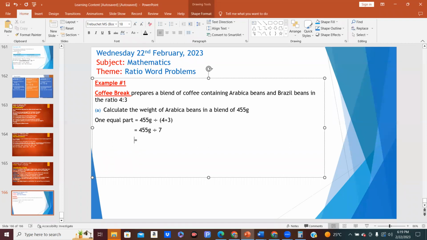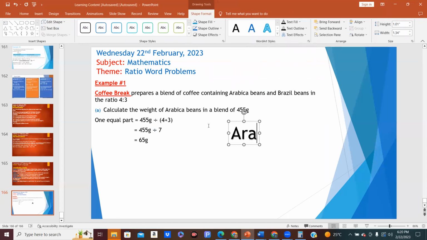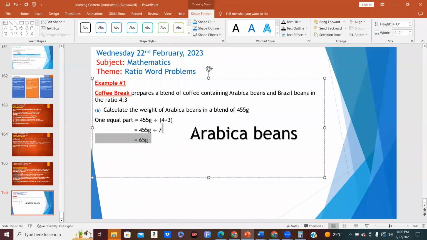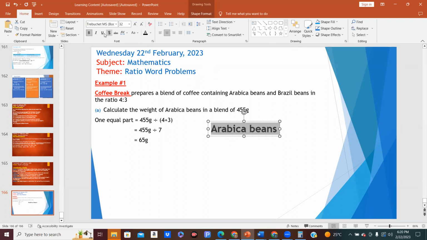Okay, so let me divide 455 by 7. 65 grams. All right, so 1 equal part is going to be 65 grams. Now we need to find out the amount of Arabica beans in this blend. Okay, so let's do that. I'm going to put it on the side. So remember, the amount of Arabica beans is going to be 4 equal parts.